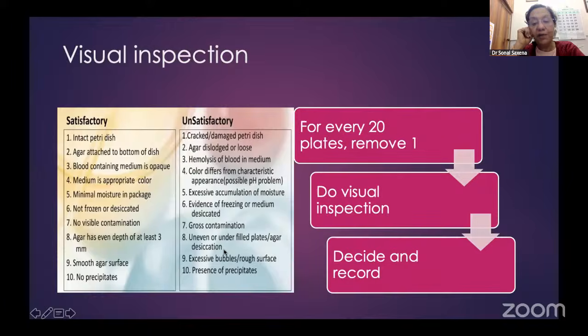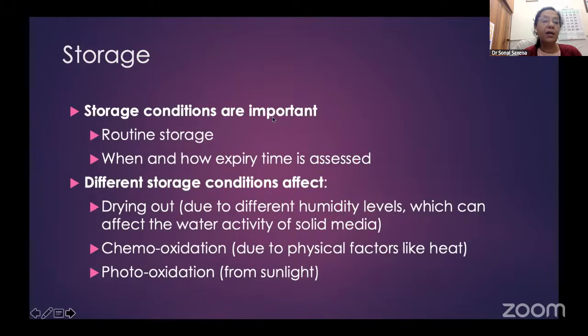If there is the presence of any precipitates. So for every 20 plates, you remove one, do a visual inspection, decide and record. If you think that there are certain precipitates, you may have to do it again or make it again.